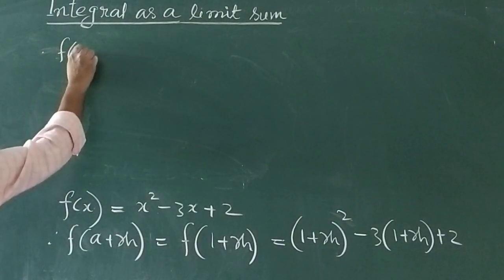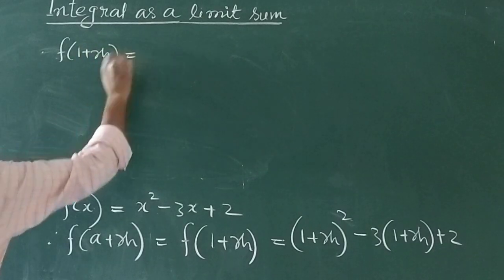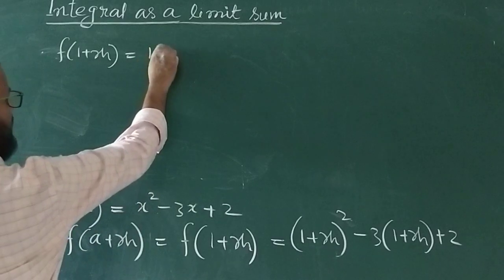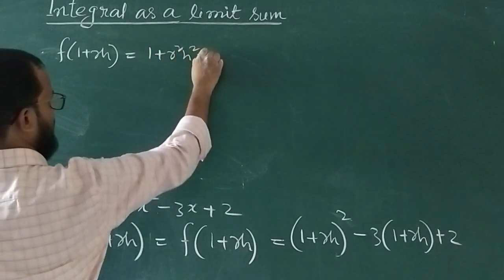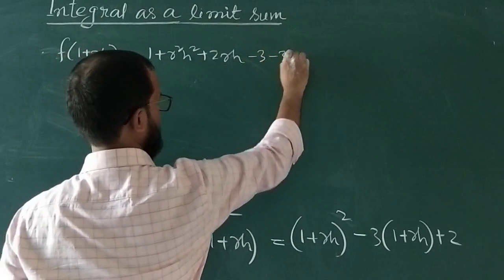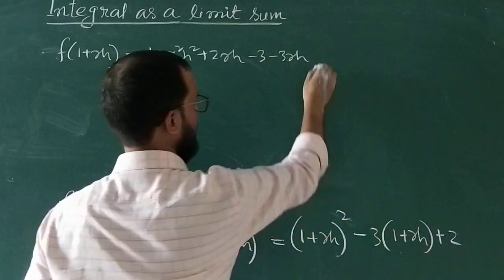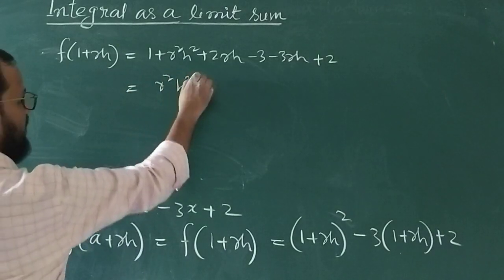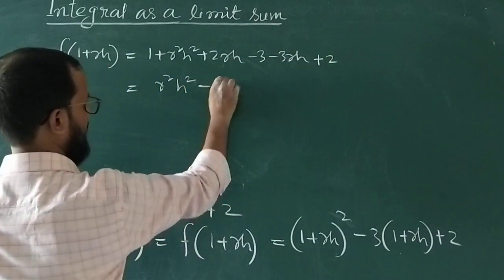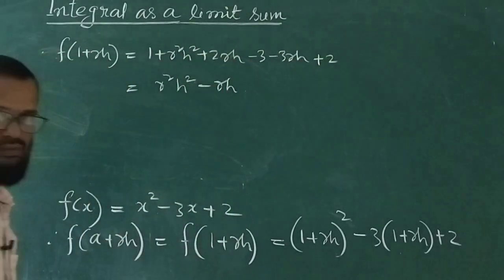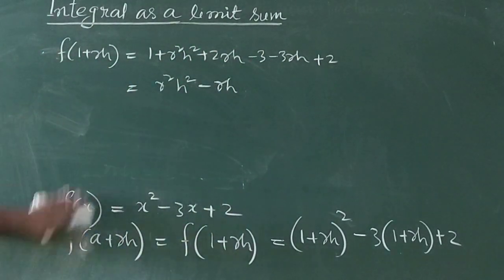What will f of 1 plus rh be? f of 1 plus rh will be, expand it, (a plus b) whole square: 1 plus r square h square plus 2 rh minus 3 rh, expand, plus 2. Finally what is the result? r square h square, 2 rh minus 3 rh will be minus rh, minus 3 plus 2 plus 1 means what? 0. Understood?